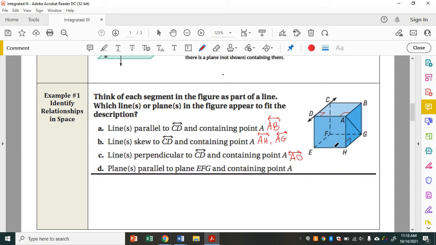And then the plane that's parallel to plane EFG, and if you notice, EFG is your bottom plane. The only plane in the diagram that is parallel to this is the top plane. And that top plane has to obviously contain point A. You can label it with 3 or 4 letters. I'm going to list it with 4 just so I hit all 4 vertices, but plane ABCD would end up being parallel to that bottom plane.